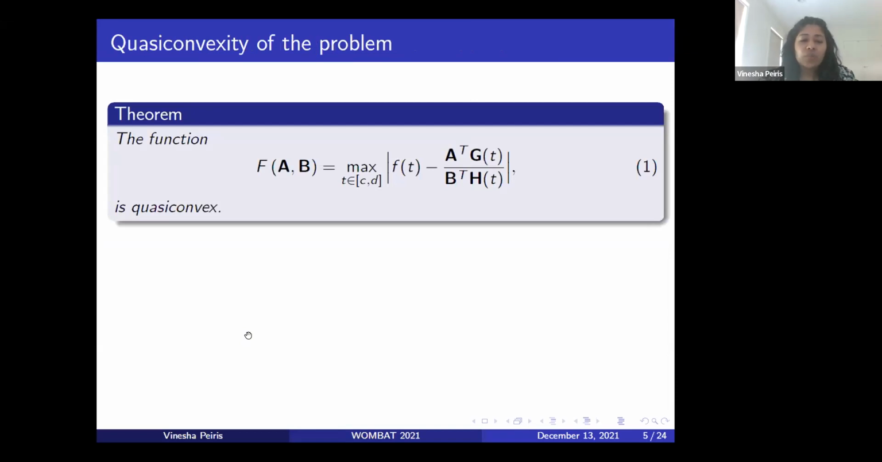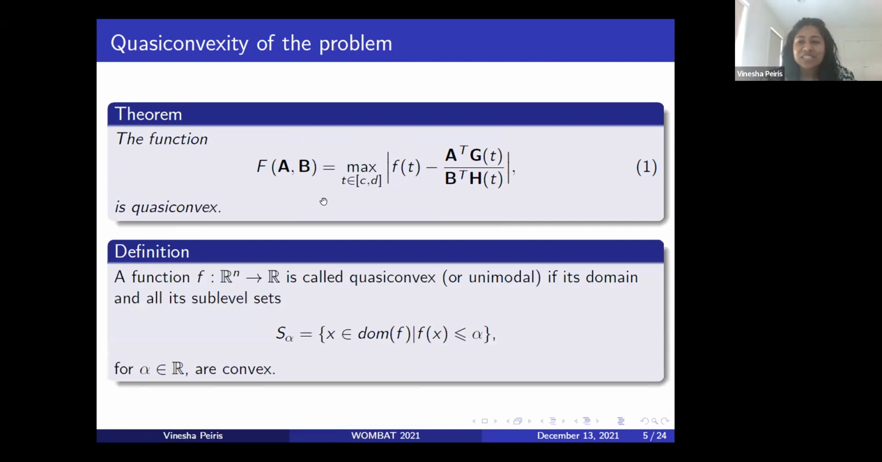So the objective function of the generalized rational approximation, this f of A B, is actually quasi-convex. I hope you all remember the definition of a quasi-convex function. We say that a function f is quasi-convex if its domain and sublevel sets are convex sets. So this is a more general class of functions than convex functions. So this objective function forms a quasi-convex function.